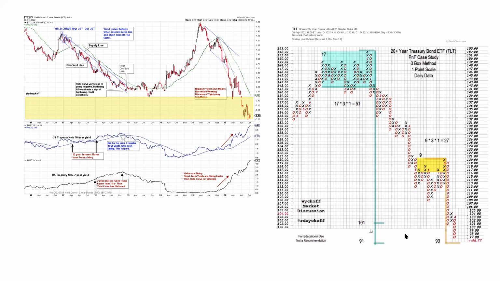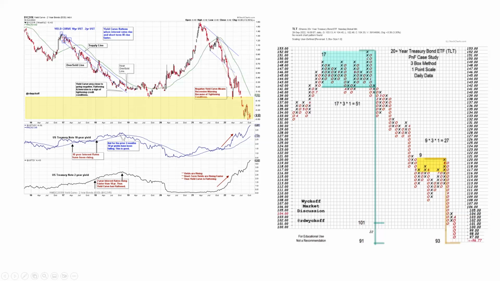Now, what we need to see, this is not a reason to buy bonds. This is a time to start to look for the effects of stopping action and cause building, either for a new redistribution or potentially accumulation for a rise in prices. So it's too early to tell at this point, but we're going to be watching very, very closely.